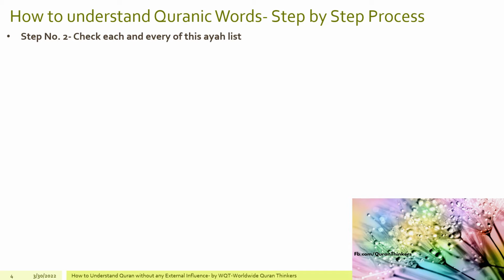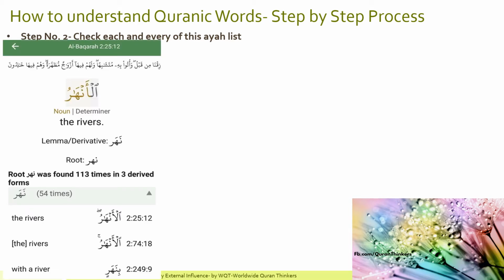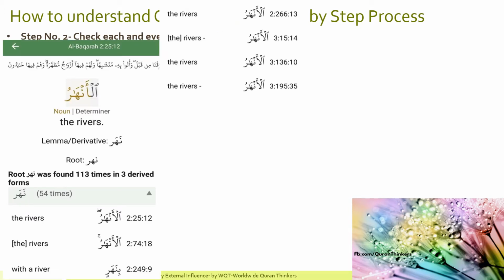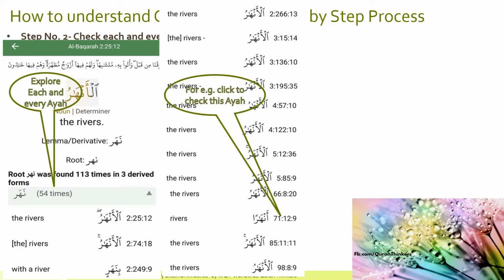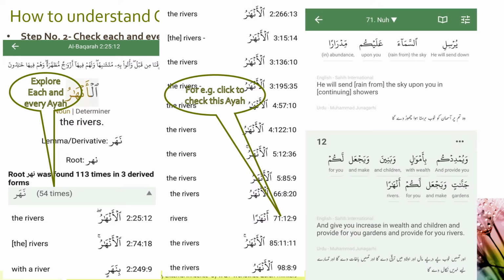So step 2, we have to take out and check what is the meaning of the word as it appeared in these ayahs. So if we click on this, 54 times it appears. We have to go to all of these ayahs and check the meaning of the word anhar, nahar or anhar in plural in all of these ayahs. So for instance, if you click on 7112, this screen would appear. Check 2 to 3 ayahs before, 2 to 3 ayahs after this ayah, just to understand the context, the waza, in order for you to understand the meaning of the word.